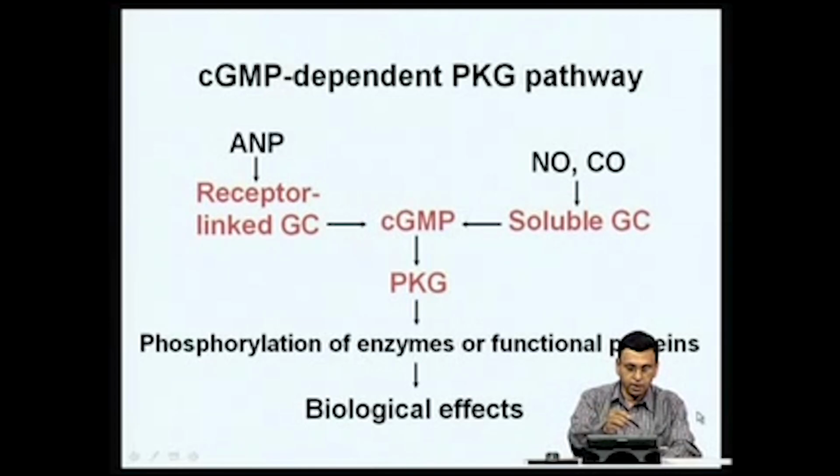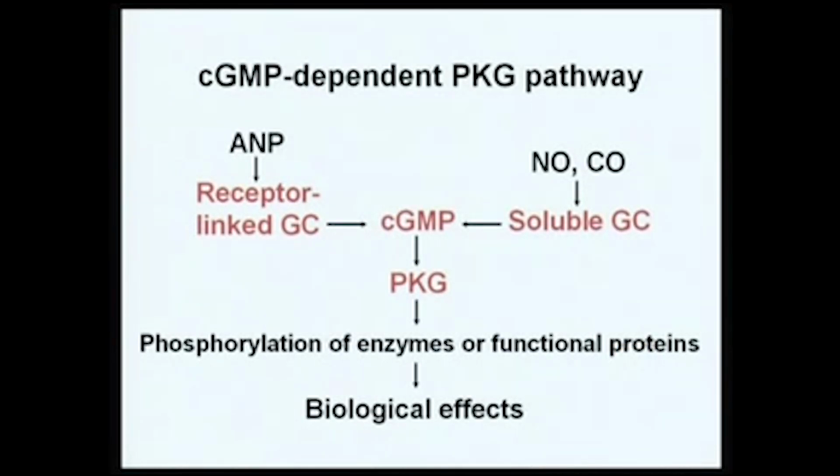So, this is basically a summary of what we have discussed so far about the cyclic GMP dependent pathway. There are two different receptors: there are soluble guanylate cyclases and there are receptor linked guanylate cyclases. Peptide molecules like ANP activate the receptor linked guanylate cyclases, leading to synthesis of cyclic GMP, whereas gaseous molecules like nitric oxide and carbon monoxide activate the soluble guanylate cyclases, leading to synthesis of cyclic GMP. And once cyclic GMP is synthesized in the cells, it activates protein kinase G, which phosphorylates a number of enzymes and proteins including transcription factors, manifesting in the form of specific biological effects.